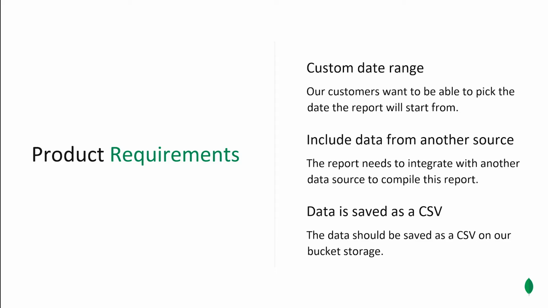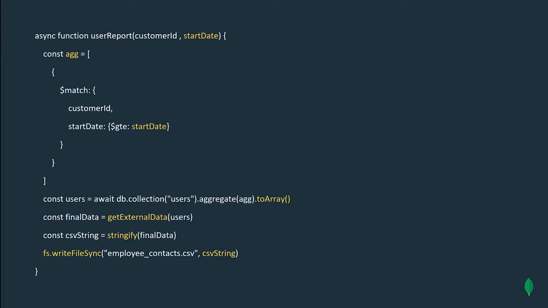So we get started, and here's kind of like our first initial implementation. We build an aggregation. We query for any documents that have a start date greater than the start date that was given. We pull all of that data into a variable called users. We then call some function that gets the external data and integrates it, makes those modifications, and returns the final data. We then stringify our final data, and then we save that final data as a CSV. In this example, we're saving to our local file system, but in our production, it's going to write out to bucket storage. So we deploy this report.